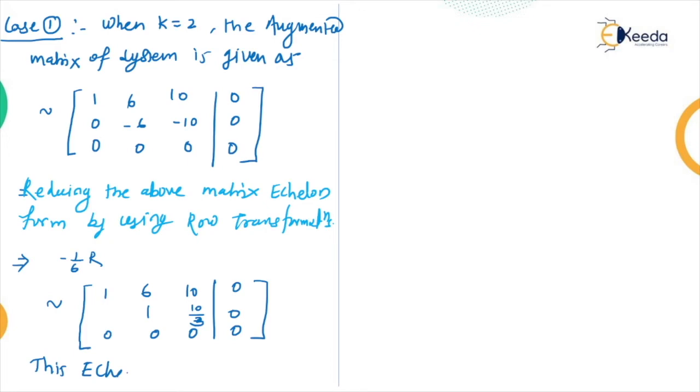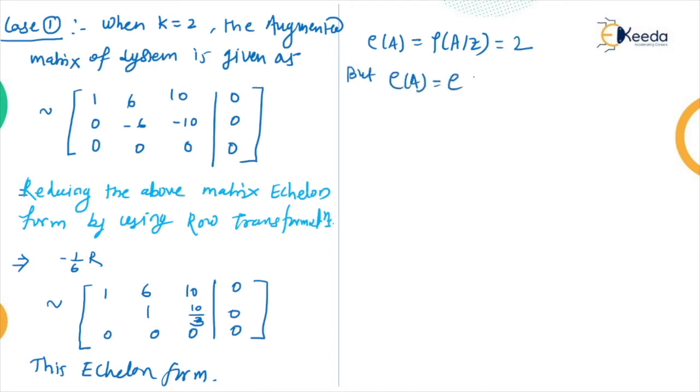And if this is echelon form, you know very well how to find the rank. So rank of matrix A is equal to rank of the augmented matrix AZ, and rank is the number of non-zero rows. You observe there are 2 non-zero rows, therefore this is equal to 2. So rank of A equals rank of AZ equals R, and R is equal to 2, which is less than the number of unknowns n, and n is equal to 3.